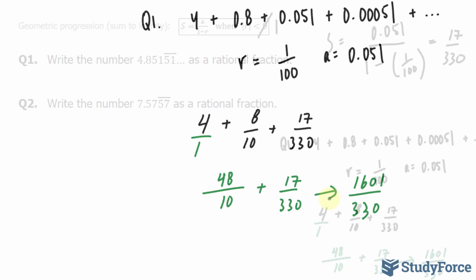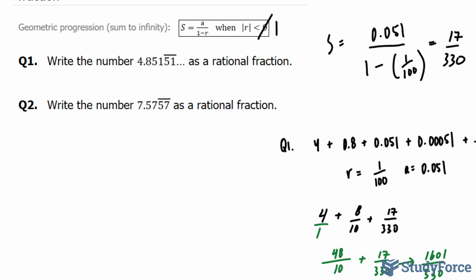Let's move on to question 2. In question 2, we're asked, write the number 7.5757, where decimal 57 is what's repeating. So I'll expand this out. 7 plus 0.57 plus 0.0057, and so on. Just like before, we need to find the number that allows us to go from here to here, and that will serve as our common ratio.